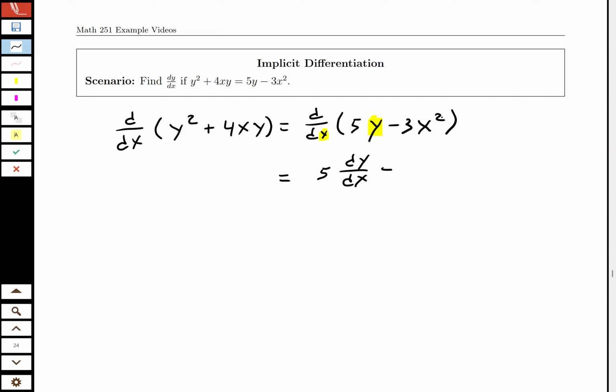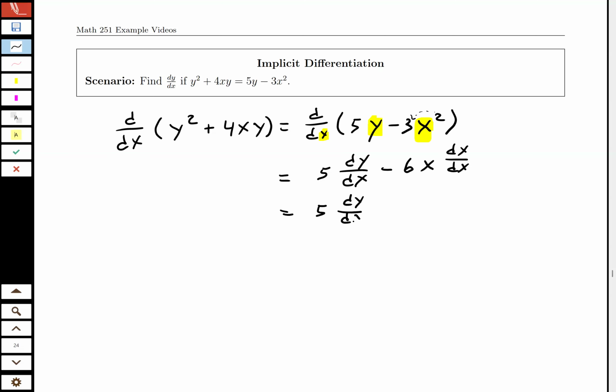Likewise, I can take the derivative of 3x squared. Power rule, so I can drop down that 2 and multiply. 3 times 2 is going to give me a negative 6. 2 subtract 1 leaves me a power of 1, or just 6x. I just took the derivative of x here with respect to x, so this is a dx/dx situation.